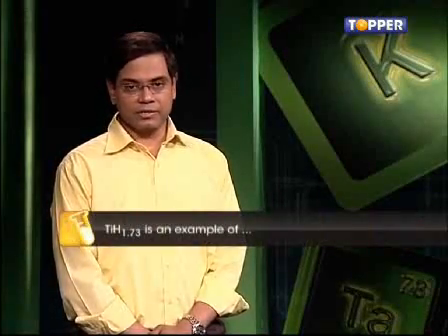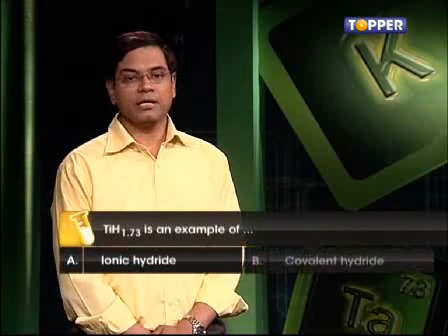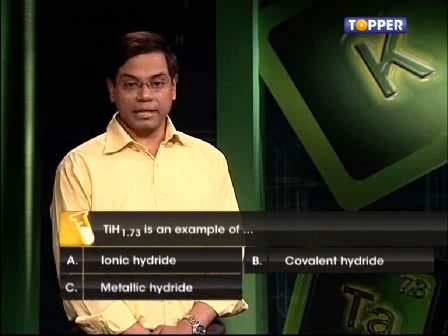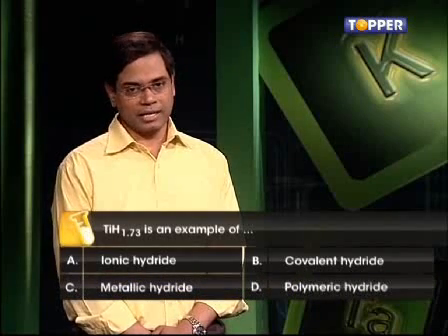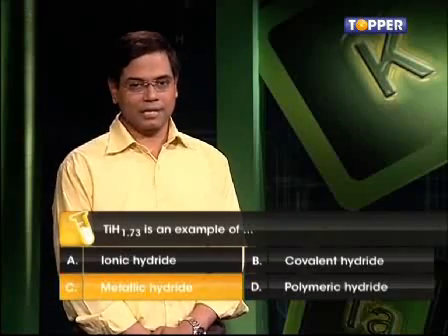TiH1.73 is an example of A. Ionic hydride, B. Covalent hydride, C. Metallic hydride, D. Polymeric hydride. The correct option is C, metallic hydride. Let's tally your scores now.